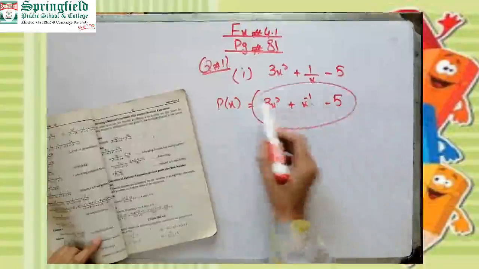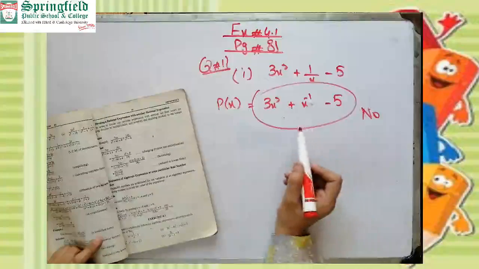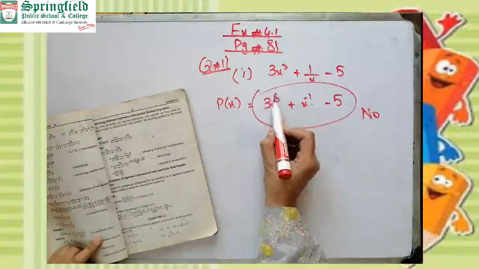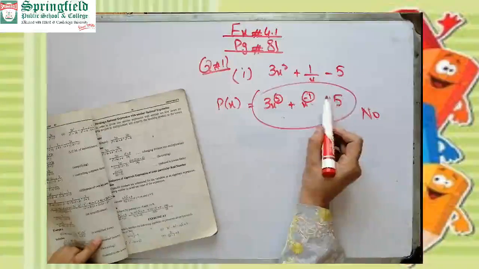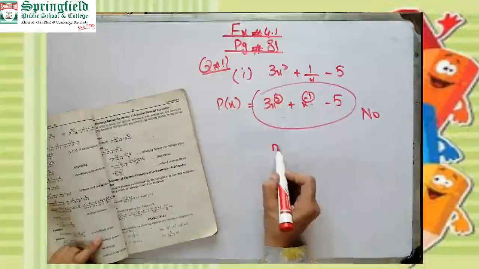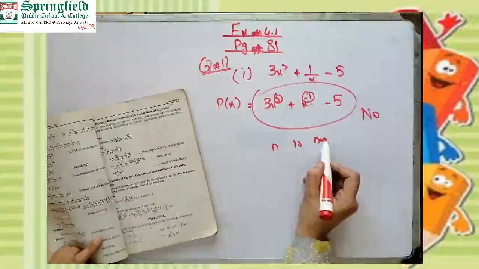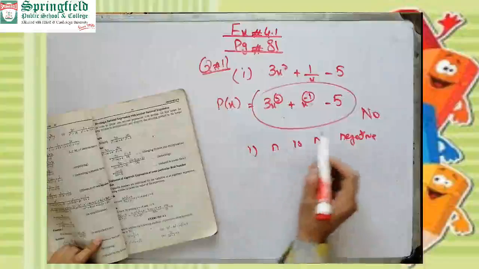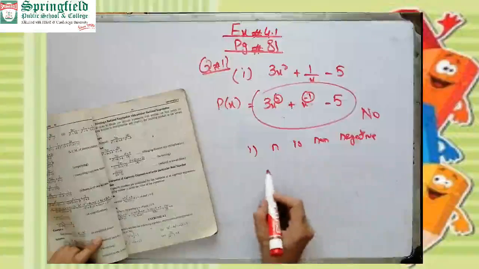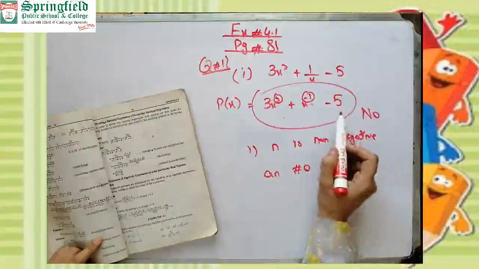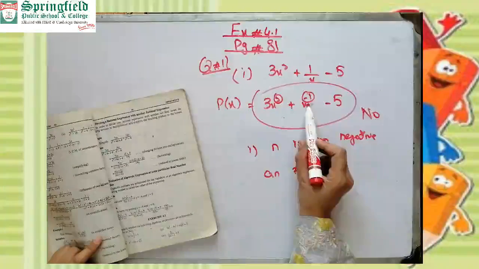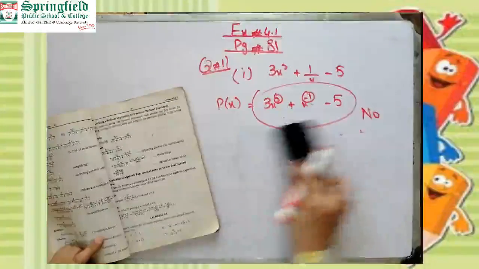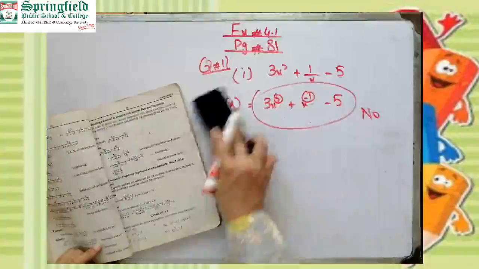No. Why? Because as we already learned, an expression is a polynomial expression when all the powers of x are non-negative. This is situation 1, and the other situation is that the last term an is not equal to 0. Here the last term is not equal to 0, but the power of x is negative. It means this is not a polynomial expression. Understood, beta? Okay. Now look at the second one.